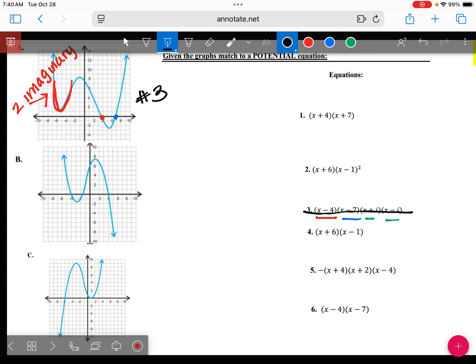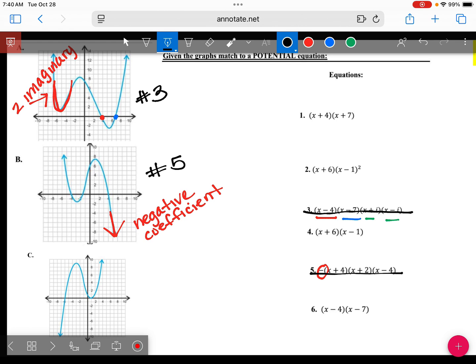B. There's only one option that B could be. 5, because that's the only one that gave me a negative. And I know it's negative because this side is going down. So I know I need a negative leading coefficient. So that would be number 5.